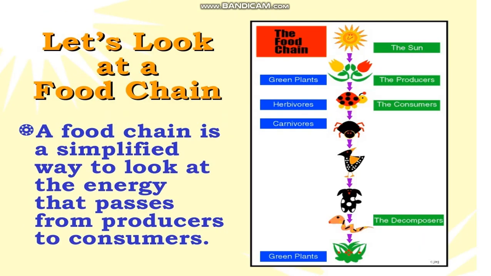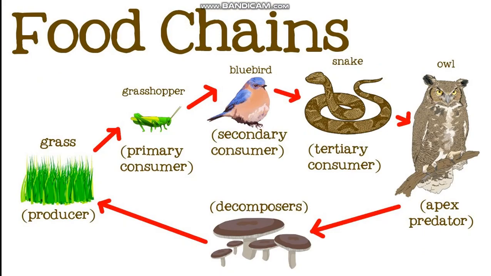So this is a food chain, and it's just a simplified way to look at the energy that passes from producers to consumers. Now these terms, producers and consumers, what are they? We'll talk about it after this picture. So if you see, there's grass, and this grass is eaten by the grasshopper, which is eaten by the bluebird, and then this bluebird is eaten by the snake, which is eaten by the owl.